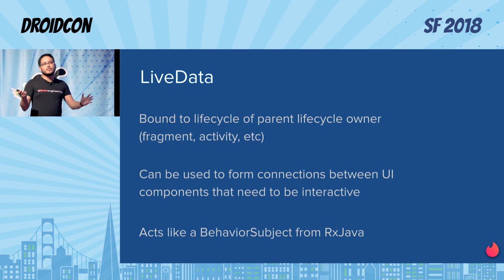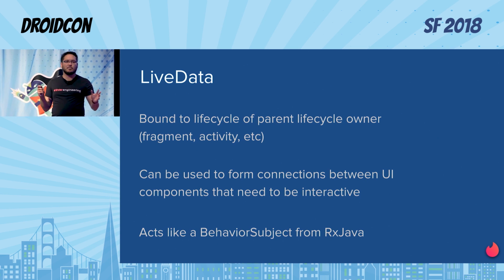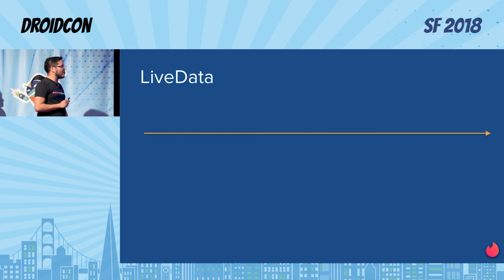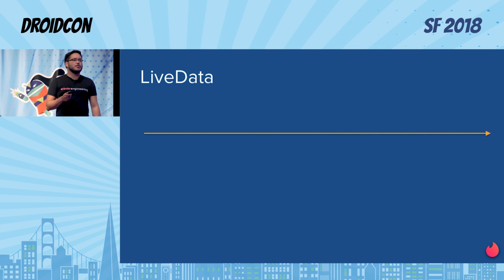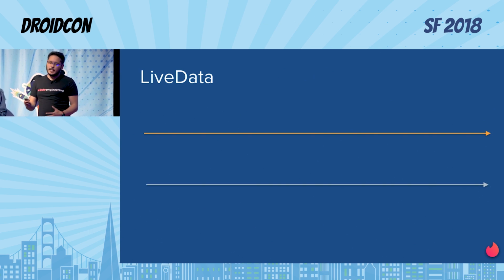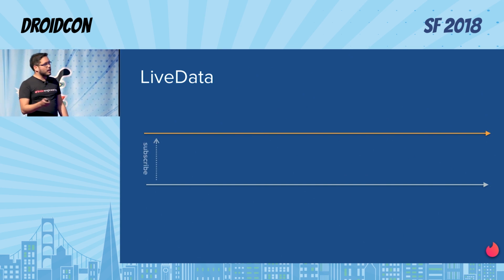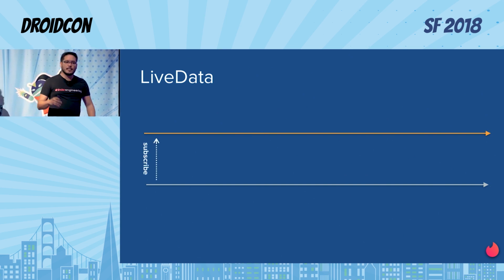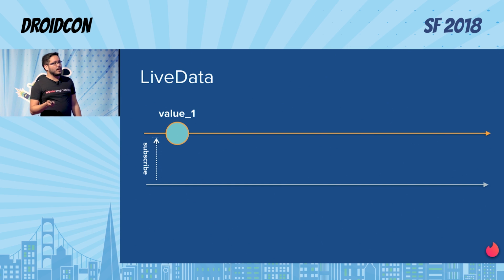Does everybody know what a behavior subject is? Could people raise their hands? Behavior subject, RxJava? Well, good, because we're going to explain a bit how LiveData works. It's important to know how values are emitted and how subscriptions are handled, because you may not want the behavior that LiveData has. Let's take a look here, where the line on top is the LiveData stream, and on the bottom I have an observer that is subscribing to it. Once a value is put on the LiveData, that value is sent to our observer.